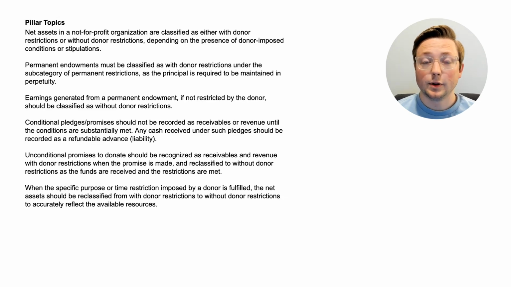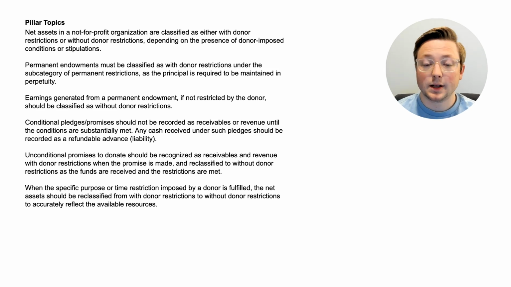All right, here are the pillar topics for this video, and they're very similar to the pillar topics for the previous video where we talked about preparing the statement of financial position because, again, once you know the pillar topics for how to prepare it, then you know how to correct it because you know what it should look like. So again, these are very similar pillar topics to the previous video. Net assets in a not-for-profit organization are classified as either with donor restrictions or without. Again, very clear and makes sense, depending on the presence of the donor-imposed conditions or stipulations.